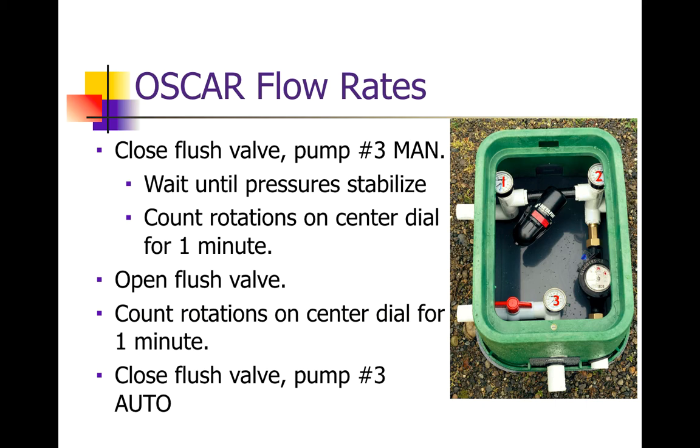Once the pressure stabilizes, then we're going to count the rotations again on that middle dial to know what our flow rate is. Once we've done that and completed the test, we're going to do a flush on the system where we're going to open the ball valve, again count the rotations or get our flow rate on the flush valve. And when we finish this test, we want to make sure that that ball valve is closed, and we're going to turn the toggle switch for pump number 3 to the auto position.